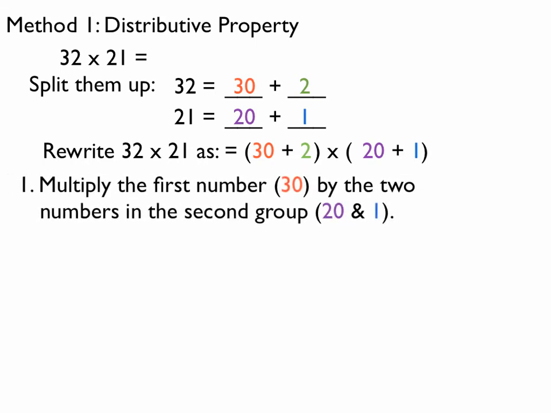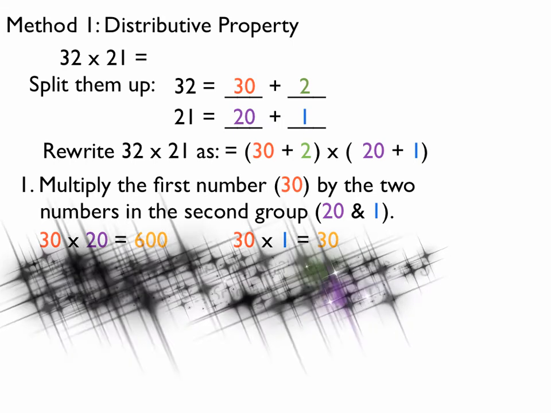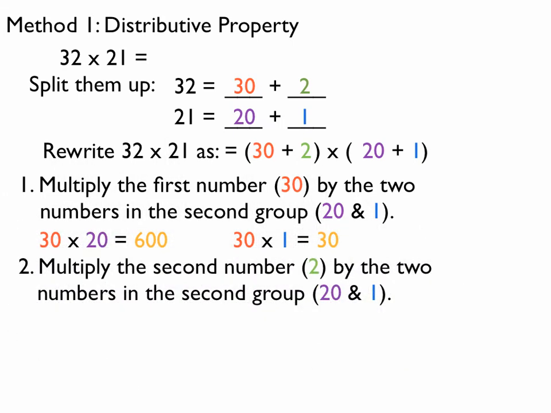So my first step is to multiply the first number, 30, by the two numbers in the second group, 20 and 1. So 30 times 20 is 600, and 30 times 1 is 30. Step 2, multiply the second number, 2, by the two numbers in the second group as well, 20 and 1. So 2 times 20 is equal to 40, and 2 times 1 is equal to 2.